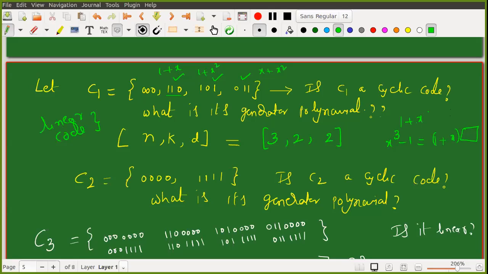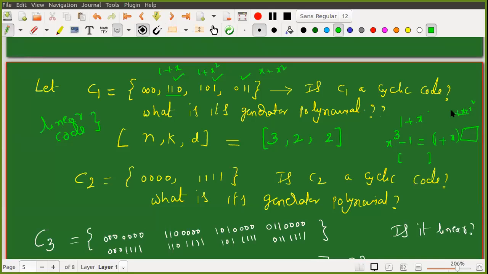You are not at all studied. Okay, this is 1 plus x plus x square. Now, if this is the generator matrix, what is the reciprocal of this? Reciprocal means I interchange the things, right? It is self-reciprocal. You can easily check.